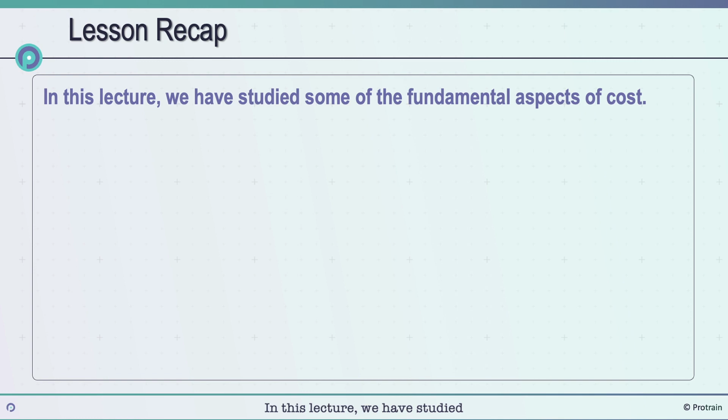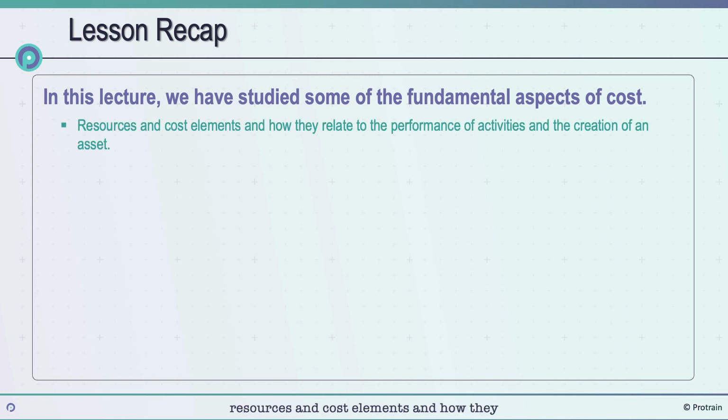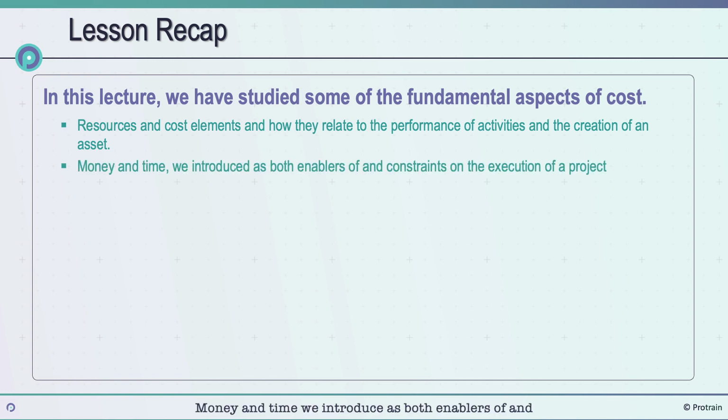In this lecture, we have studied some of the fundamental aspects of cost. We started with an understanding of DAPU, resources, and cost elements, and how they relate to the performance of activities and the creation of an asset. Money and time we introduced as both enablers of and constraints on the execution of a project. Cost elements were illustrated by an example of building a car shade.